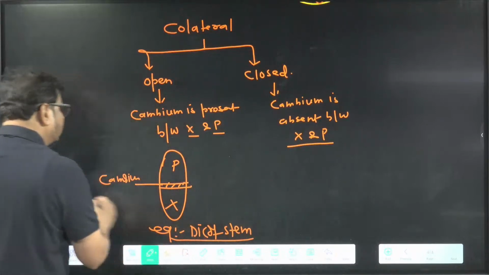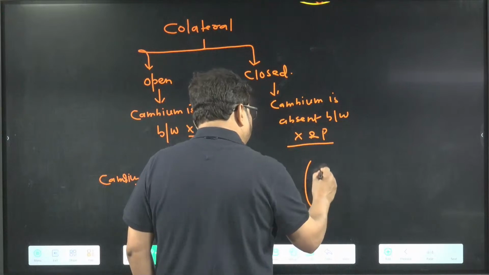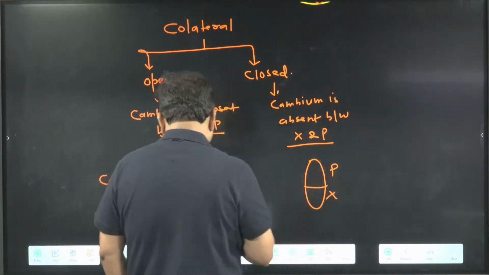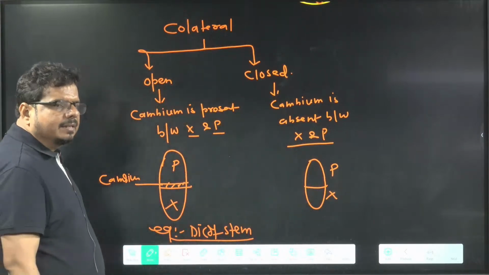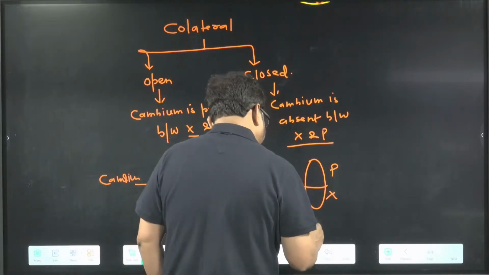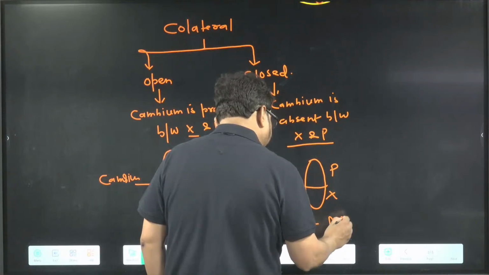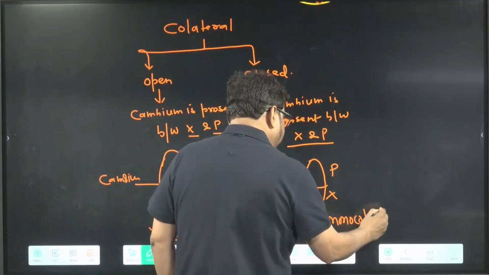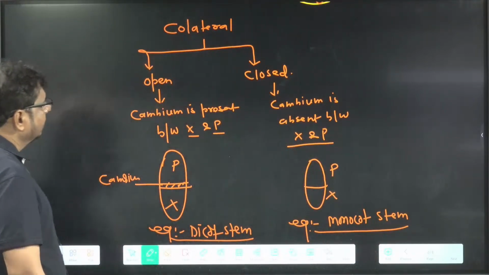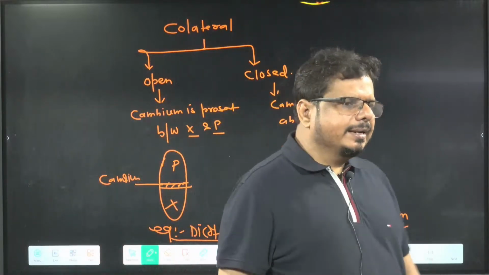Where open type of vascular bundle is present? In dicot stem. And when between xylem and phloem, who is not there? Cambium is not there. This is xylem, this is phloem. Who is missing? Cambium is missing. So it is called closed type of vascular bundle. Example of closed vascular bundle is what? Basically monocot stem. Is it clear in the mind? So vascular tissue is also over. Are you getting the idea?